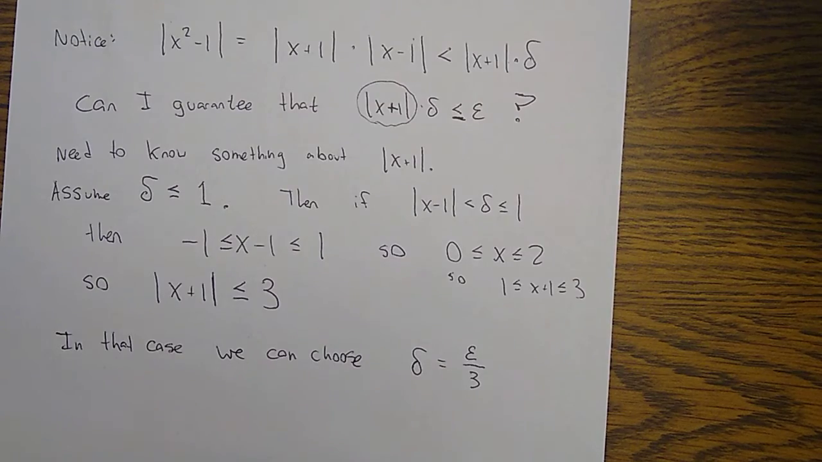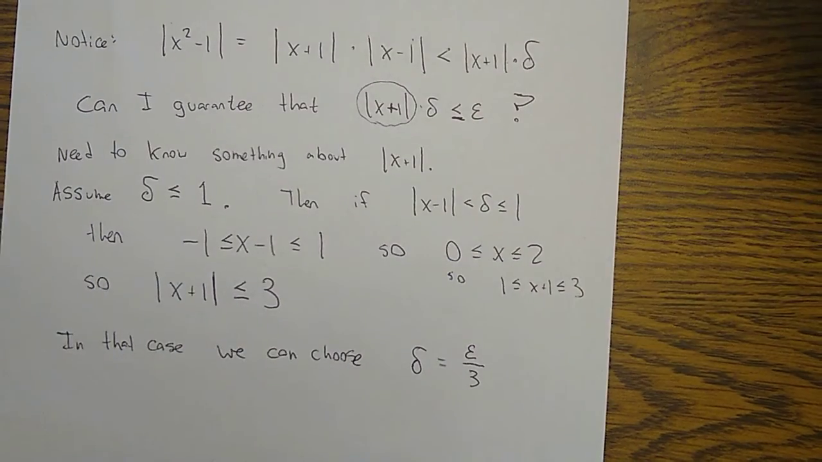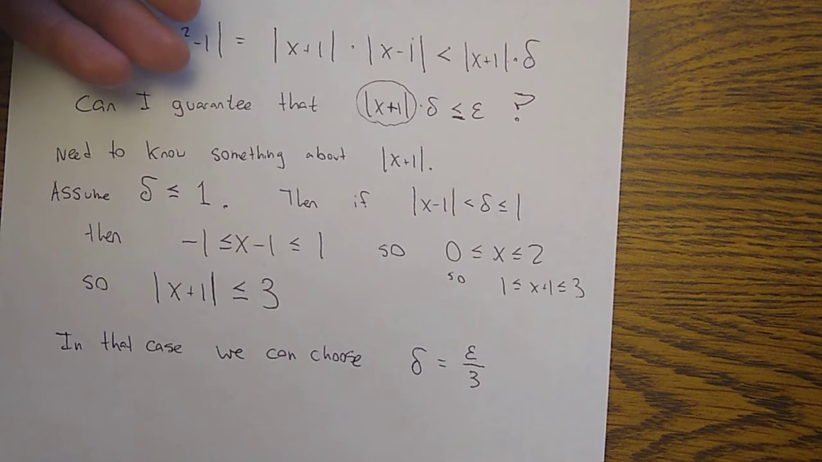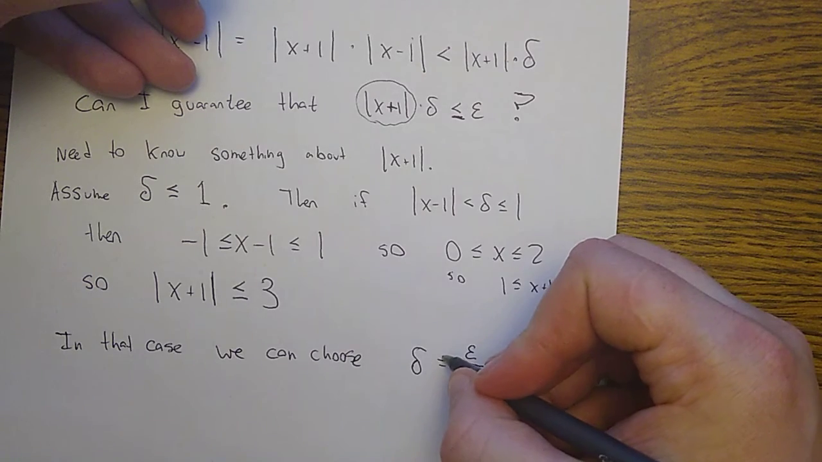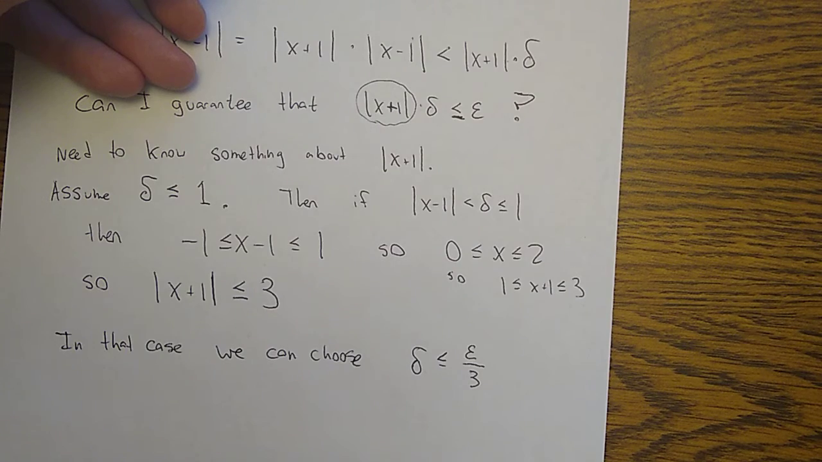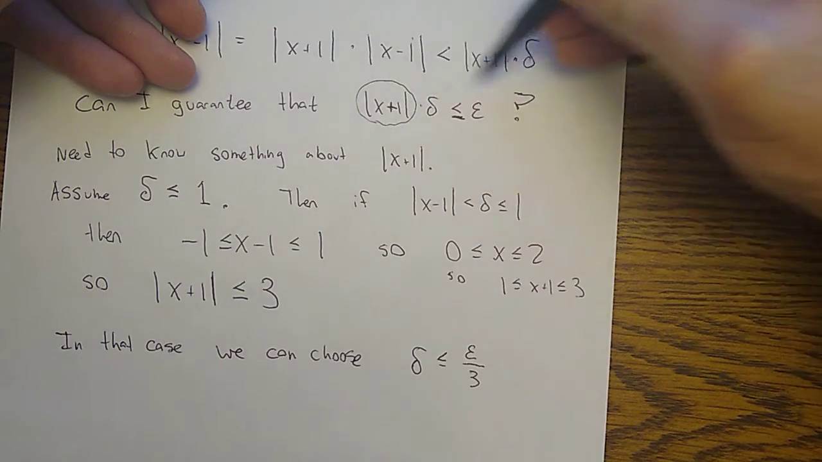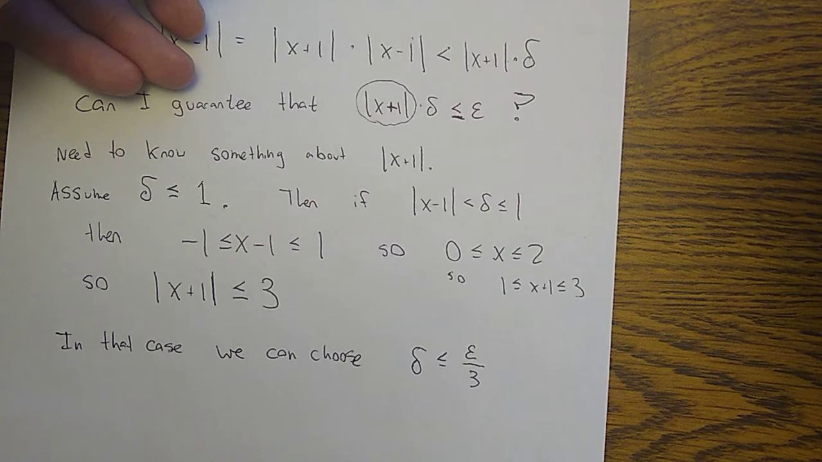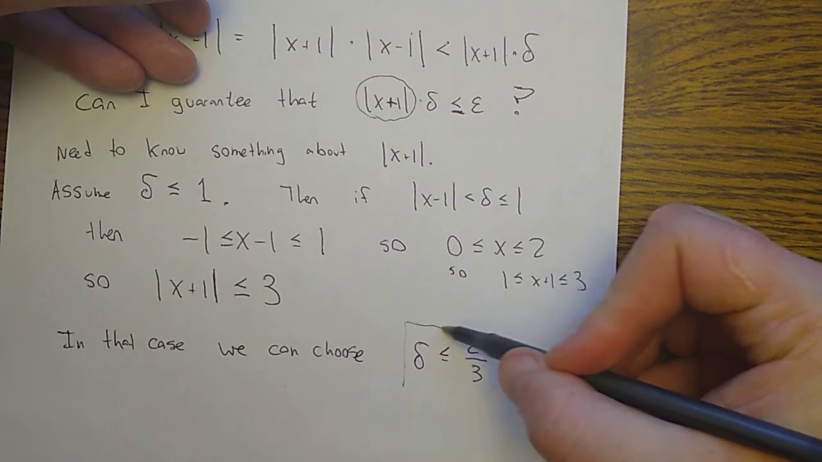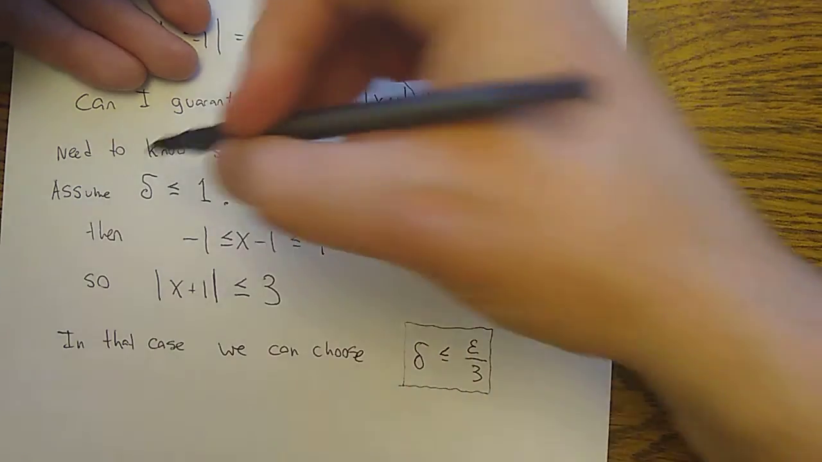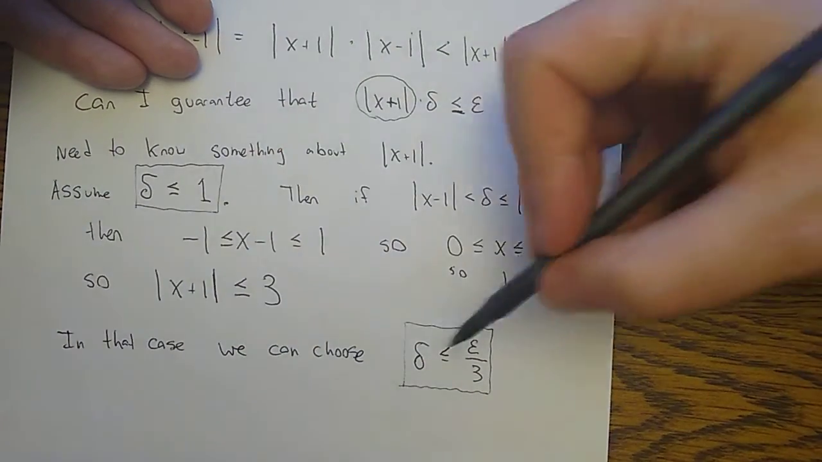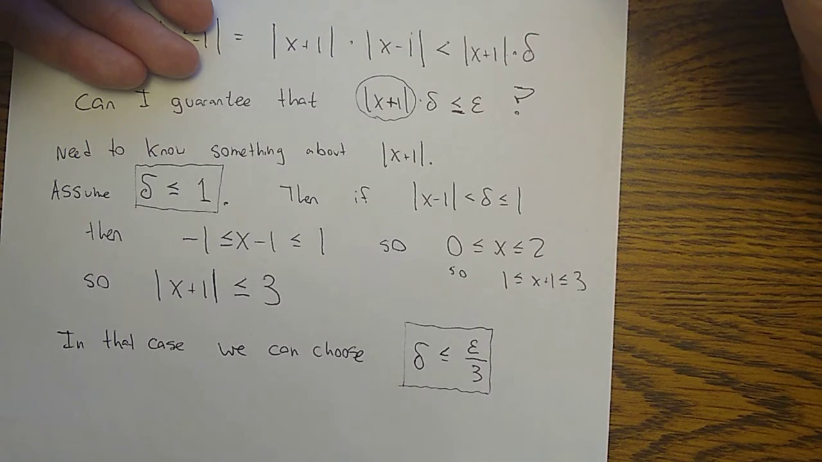So let delta be epsilon over 3. Or actually, sorry, I keep changing my mind. Less than or equal to epsilon over 3. And then this will be satisfied. And why am I being so careful about this and changing my mind? Because we actually said two things about delta. I want delta to be at most 1. I also want delta to be at most epsilon over 3.